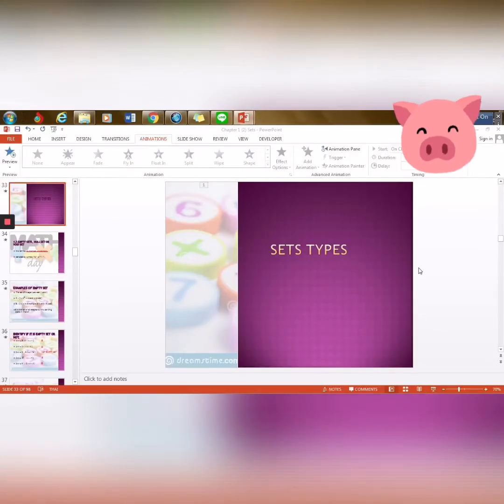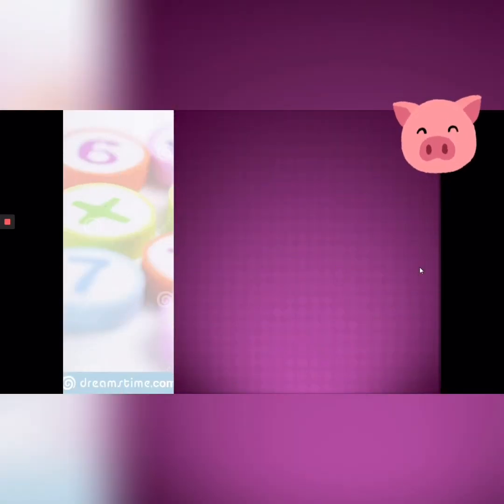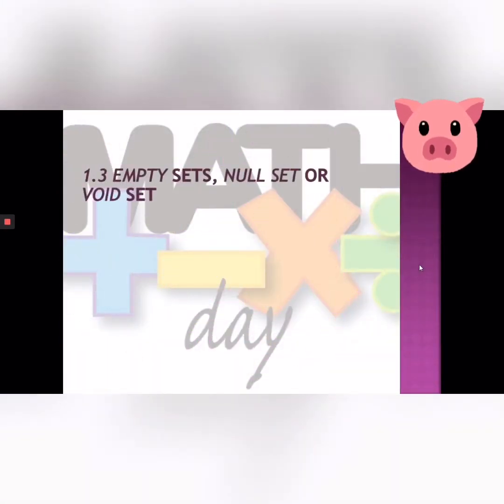Now in this video I will teach you the two types of sets, because we are now on the set types. So the first type of set that we're going to discuss today is empty sets, null set, or void set. Now please do not be confused with these three terms because they are just the same. They have different terms, but the definition and the meaning are totally the same.